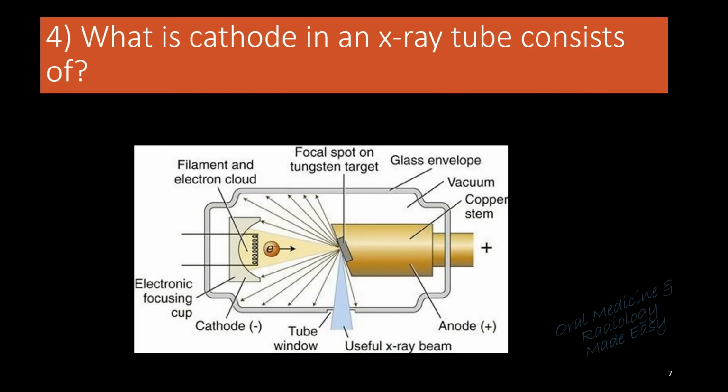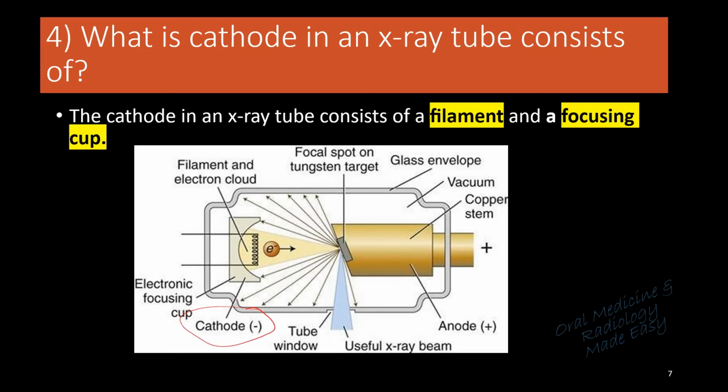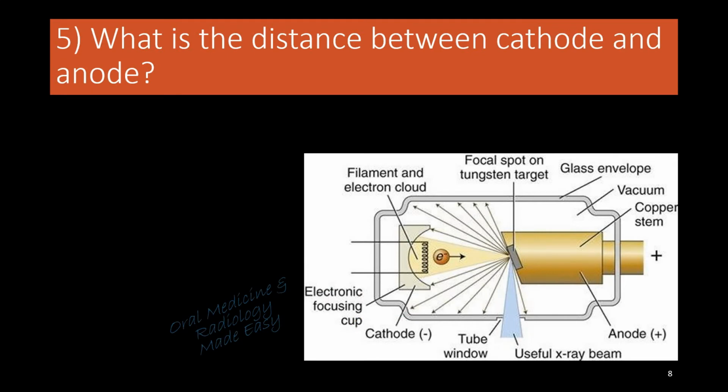What does the cathode in an X-ray tube consist of? Cathode is negatively charged. It consists of a filament which is made up of tungsten and a focusing cup. These are the two parts of cathode in an X-ray machine. What's the distance between cathode and anode? The distance between the cathode and the anode is less than half an inch.